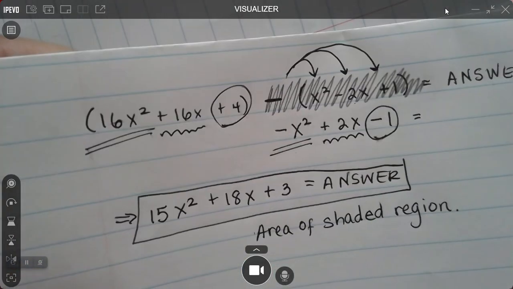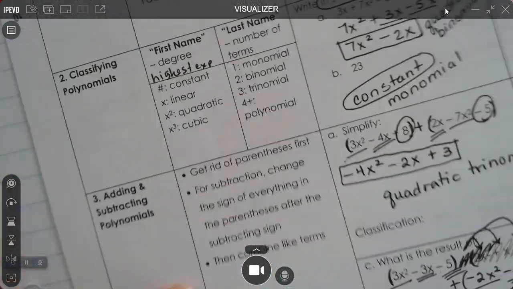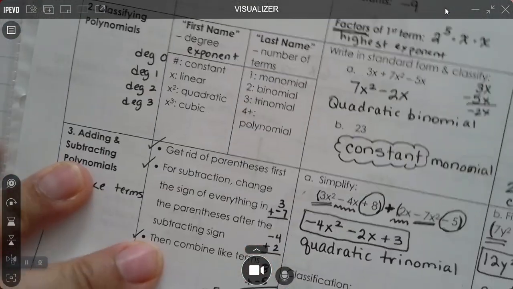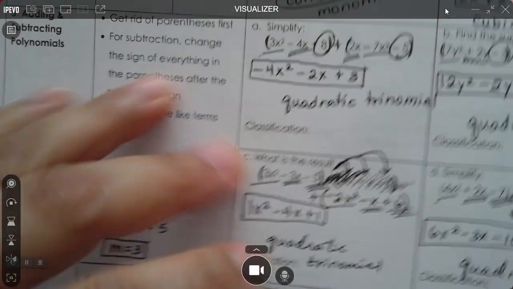All right, let's continue. I lost the paper that I was on. Oh my gosh. Anyways, did I finish the problem? All right, moving on.